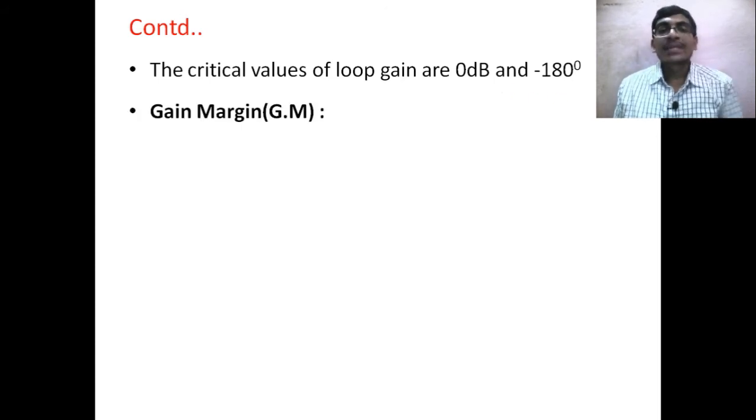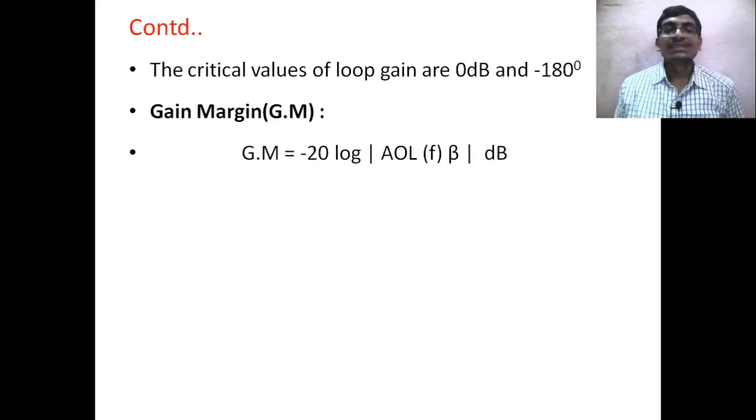So this can be explained using some phenomena, the gain margin GM. GM is equal to minus 20 log AOL into beta. So here we are calculating the loop gain AOL into beta, and we are taking the decibels, which is minus 20 log AOL into beta, in decibels.